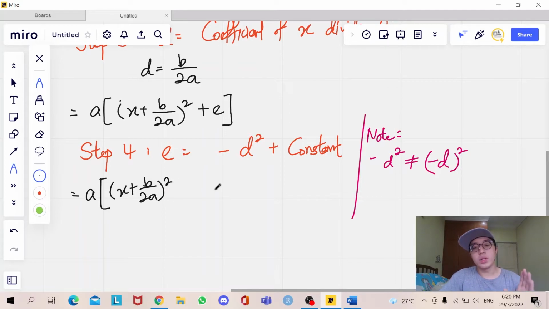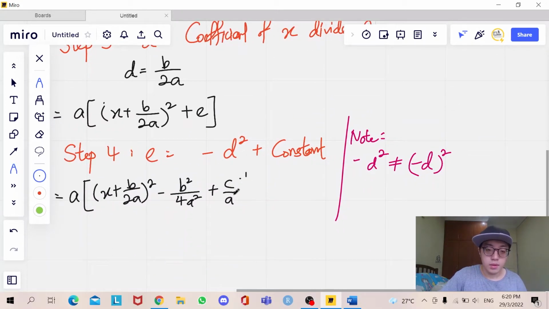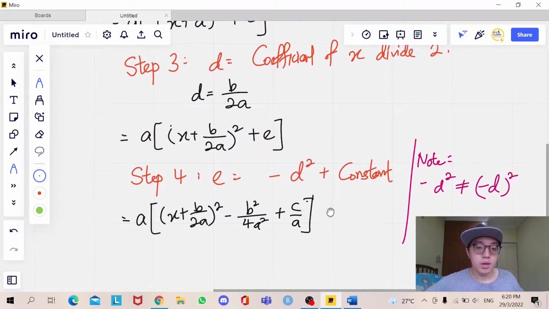Now we need to put in what's the e. So e is equal to negative, always put the negative, d squared, which is b over 2a, so it's b squared over 4a squared. Then you add the constant. The constant here is c over a. So this is how you complete the square.